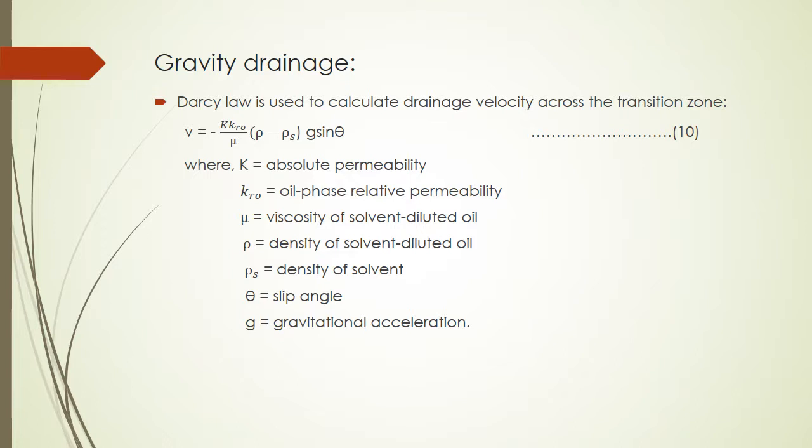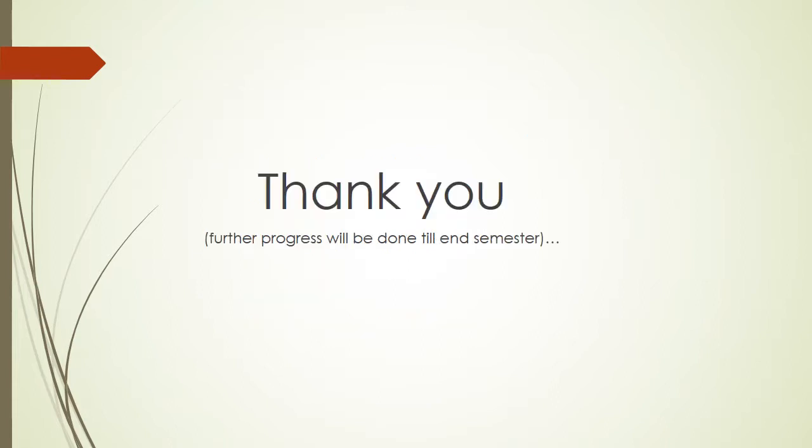Another process is gravity drainage. Since the matrix is porous, we will use Darcy's law to calculate the drainage velocity, and thus we will be able to calculate the oil production rate. Here equation 10 is Darcy's law for multiphase flow, where capital K is the absolute permeability, K_ro is the oil phase relative permeability, and there are other parameters. We have to solve equation number 6 and equation number 10 to proceed further. Thank you. The progress on this model will be done by the end of the semester.